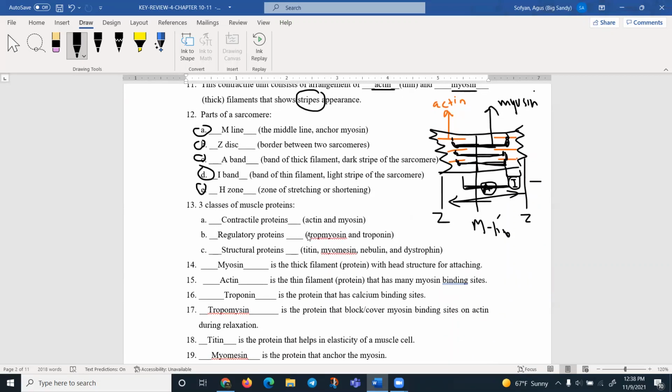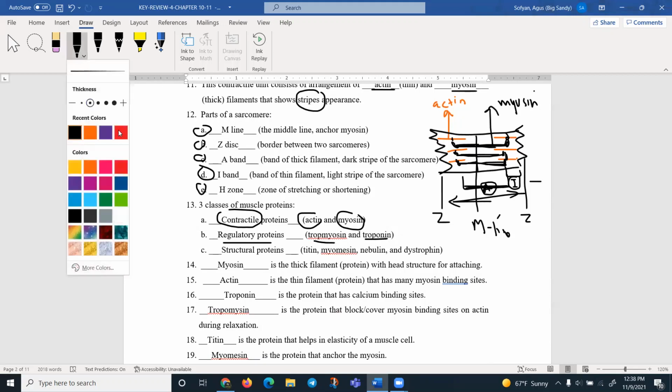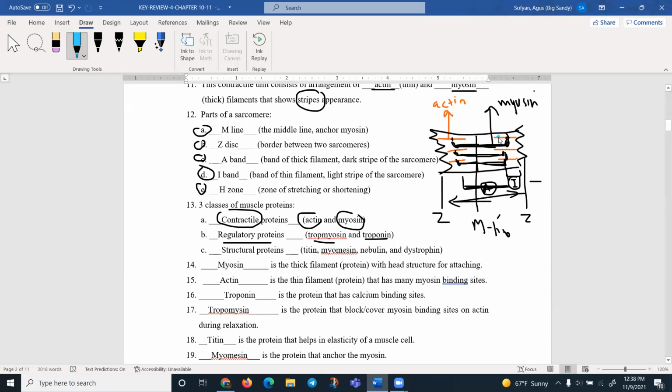Three classes of muscle proteins. The first one is the contractile proteins. Of course, these are actin and myosin. These are the ones that contract. The regulatory proteins are tropomyosin and troponin. Both of these regulatory proteins are actually located on the actin. So actin will also have tropomyosin and troponin. And the structural proteins are like the M line, the Z-disc, nebulin, and so on. These are part of the structural proteins.